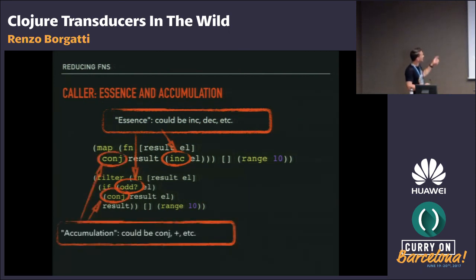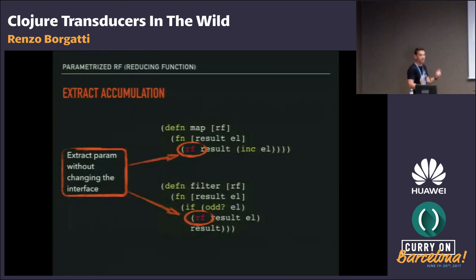And the other thing is the accumulation of the output is specific to a sequential collection, it is a conj, and that is also specific. I want to extract that out, because if I remove those two things, what I have in my hands is just the essence of mapping or filtering. So let's see how we can do that. We just wrap it in an anonymous lambda. We wrap it, and then we call the lambda the way we did before.